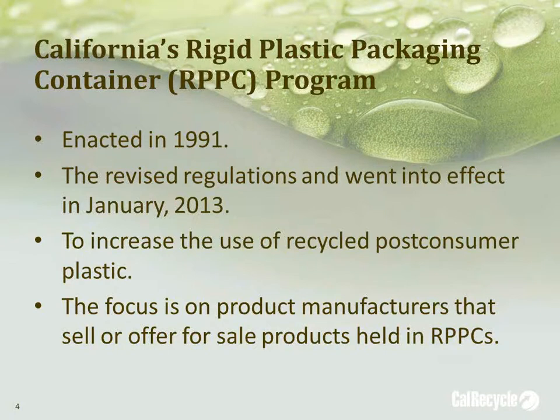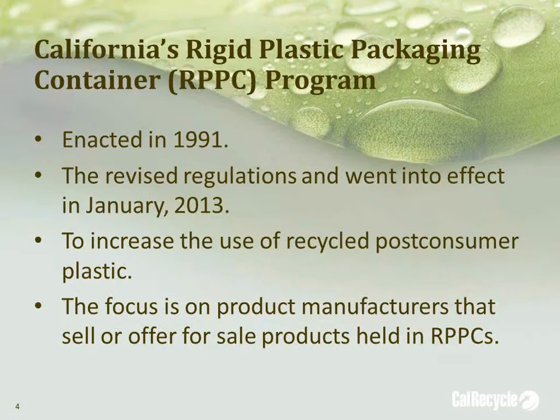California's RPPC law was enacted in 1991 as part of an effort to reduce the amount of plastic waste disposed in California landfills and to increase the use of recycled post-consumer material. The regulations were amended in 1995 to limit the definition of containers covered by the RPPC regulations program. However, this created problems for the program when trying to identify regulated containers and product manufacturers, and it created an inequitable regulatory environment for all product manufacturers using similar containers.